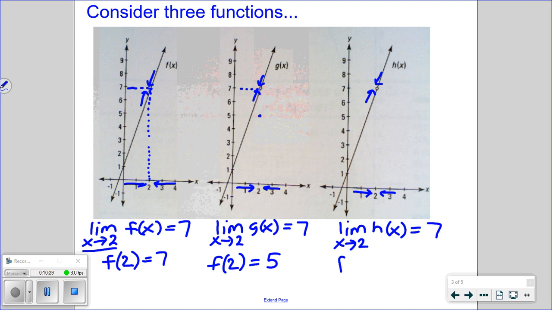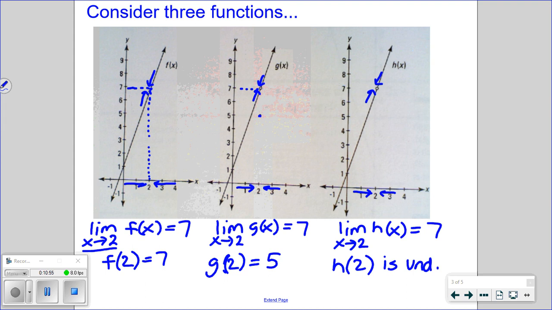But this time, let's say we try to find h of 2. Well, notice there's no closed circle anywhere where x equals 2. So in this case, we would say h of 2 is undefined. And back here, sorry, this should have been a g. g of 2 equals 5.